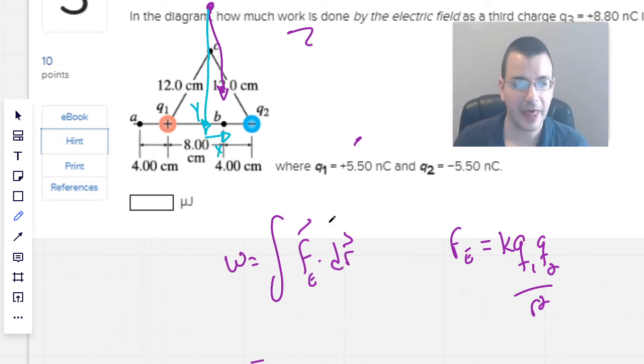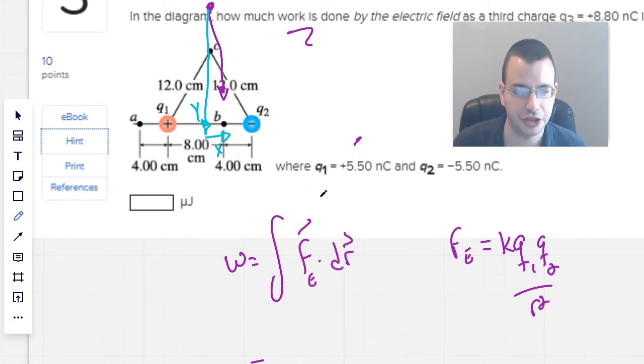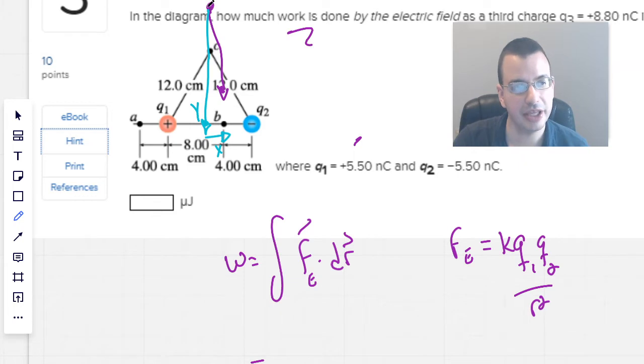Only the force that is parallel to the motion of the charge will create work. Since it's a conservative field, and that's what electric fields are, it means path independent. We can start up here and move all the way down here, or we can move straight down and then to the right.